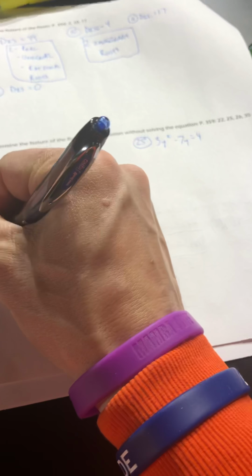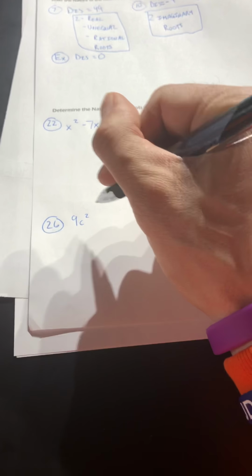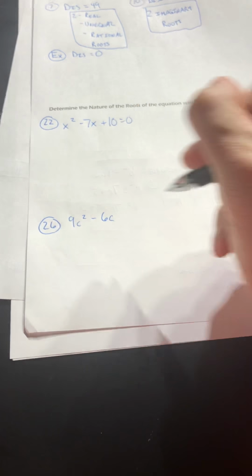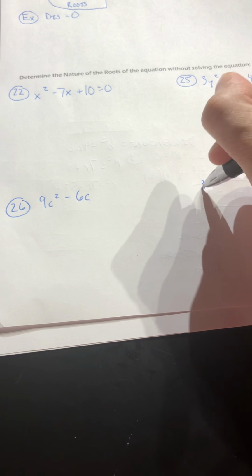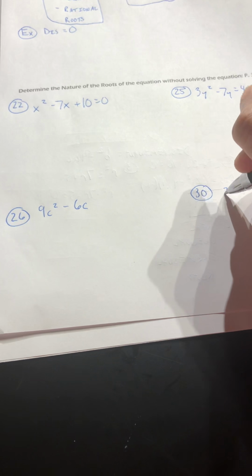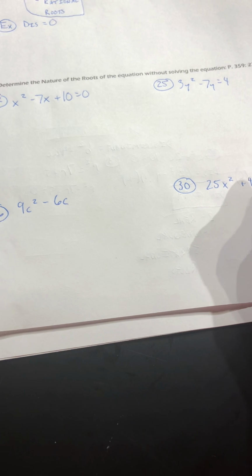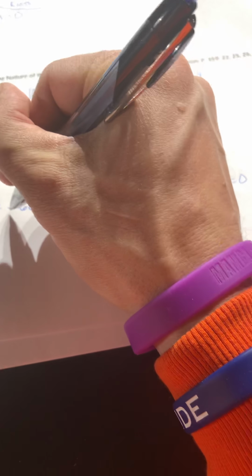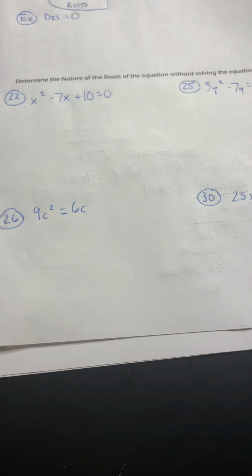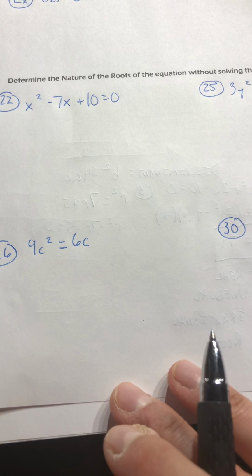Number 26 is 9c squared minus 6c. And then number 30 is 25x squared plus 4 is equal to 0. And one more thing, I want to make sure that this is equal to, looking at 26, 9c squared is equal to 6c. So to start off with number 22, we're going to determine the nature of the roots without solving.